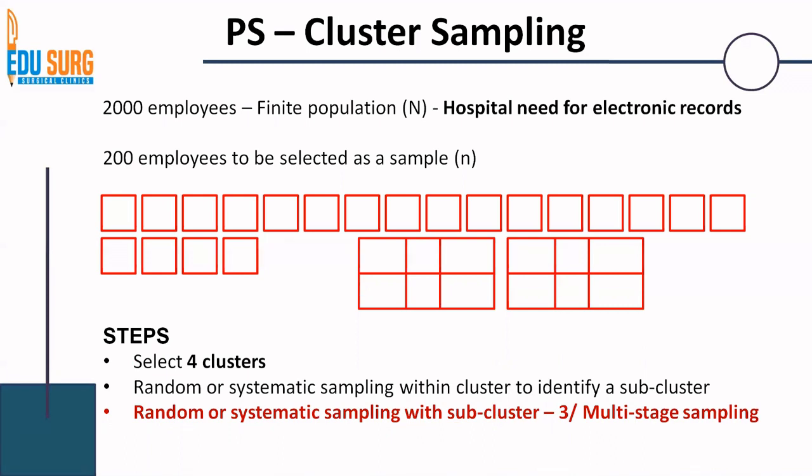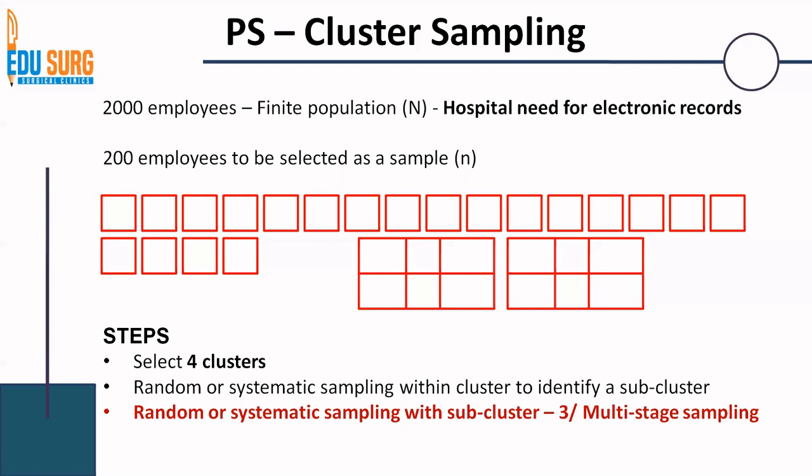What that means is that after you have identified the clusters by random or systematic sampling, you identify part of the cluster again by random and systematic sampling. Okay, that is known as two-stage.